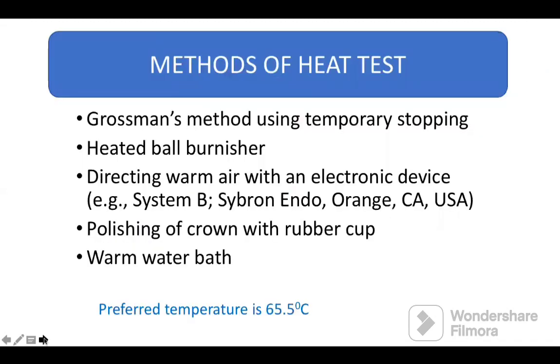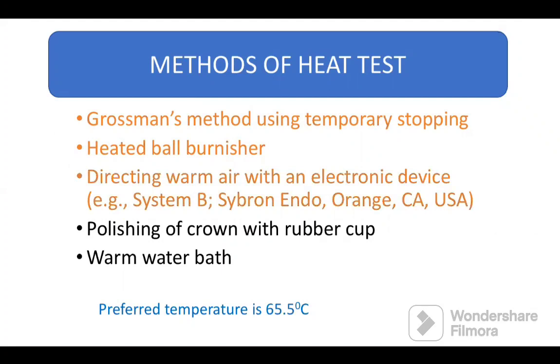Coming to the methods of heat test. The different methods of heat test include Grossman's method using temporary stopping, heated ball burnisher, directing warm air with an electronic device like System B, dry polishing of the crown with a rubber cup, and warm water bath. The preferred temperature for a heat test is 65.5 degrees Celsius.